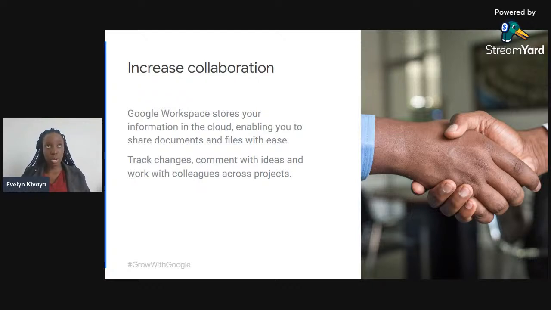For example, I'm the one who created a Google Sheet. I want my teammates to see the details on that Google Sheet, but I do not want them to edit it. I can easily choose an option of view only. And then you are able to track changes, you are able to comment with ideas, and also you are able to work with colleagues across different projects. So that is how Google Workspace can be used to increase collaboration.